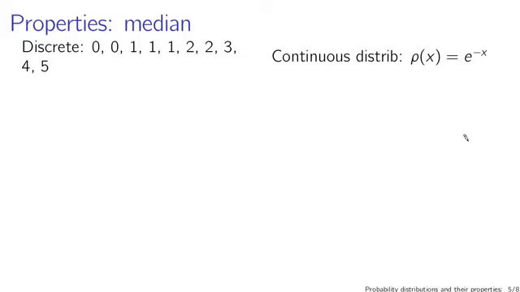The next property is the median. Median is not something that appears very often in physics, but it appears a lot in statistics, so we need to mention it. The median is essentially the middle of the data set.